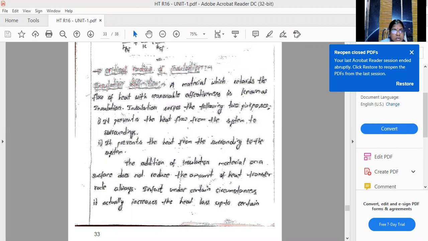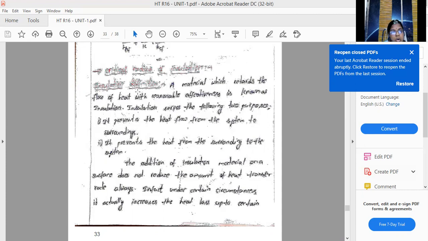Today we are going to discuss the topic of critical radius of insulation. The words are not exactly visible, but this is the critical radius of insulation, and this is the last topic in our first unit. So this is a very important topic in the first unit. First of all, we should know what is the critical radius of insulation.